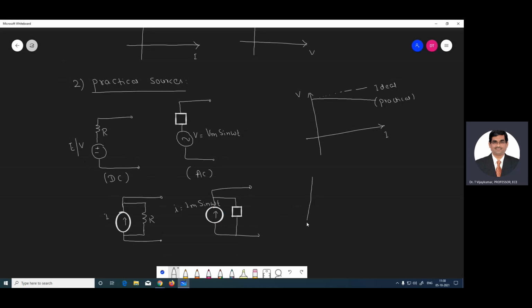So the graph we can write like this. This is the graph for this, and this is the voltage, and this is the current. For the ideal, we're getting a plot characteristic like this. Ideal, but this is practical. When you vary this voltage, the current decreases. Therefore, this is the practical graph.